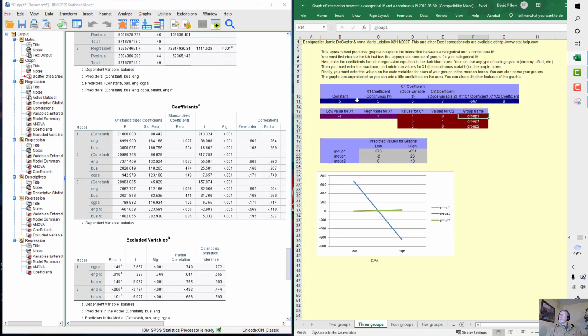So in order to do this, what you want to do is first go ahead and just put in the terms that come from your output. So my constant was 20,98983.